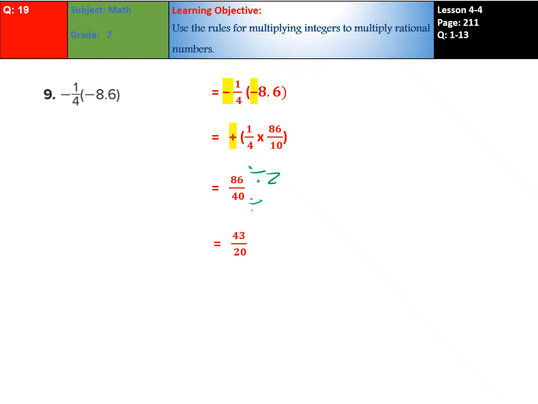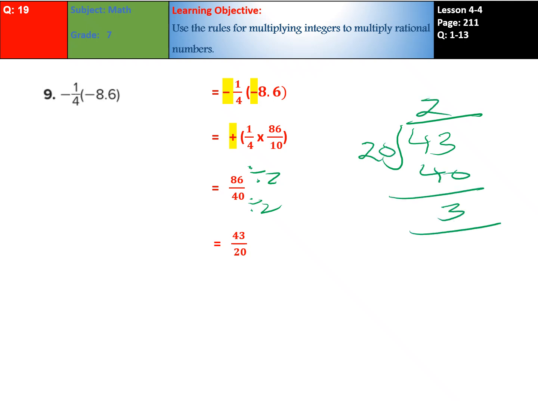Here I divided it by 2. Now keep 43 inside and divide by 20. 20 times 2 will give me 40 and I will be left with 3. Or if you are converting 1 over 4 as 0.25, then you are multiplying them, your answer will be 2.15. Any method you can use to simplify them.